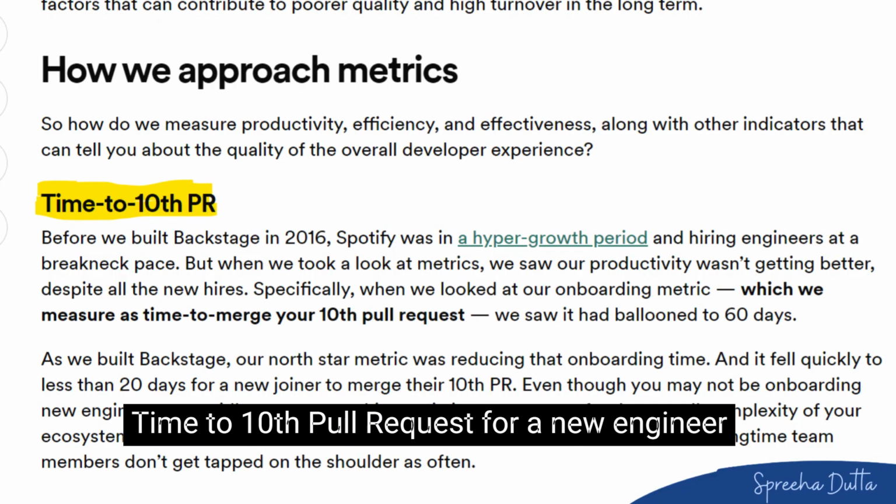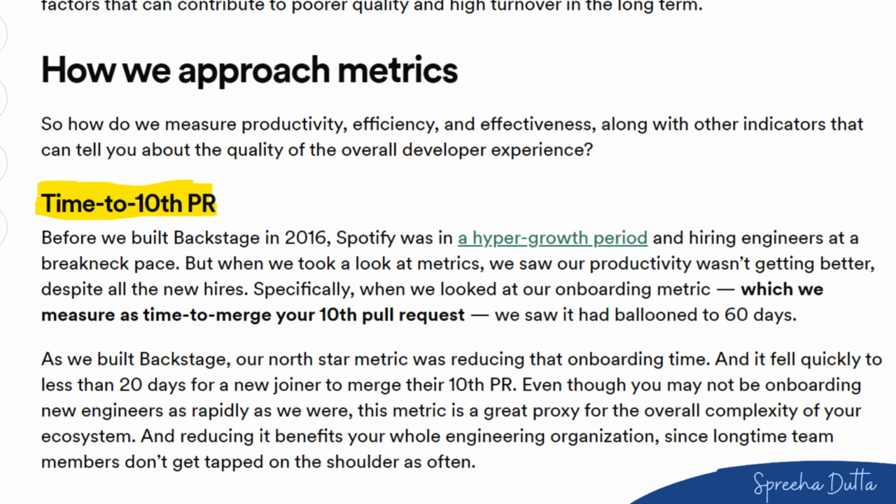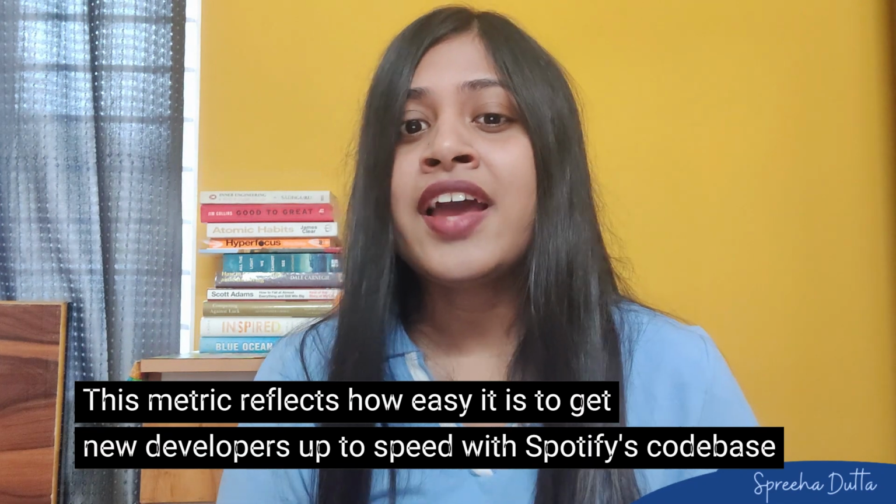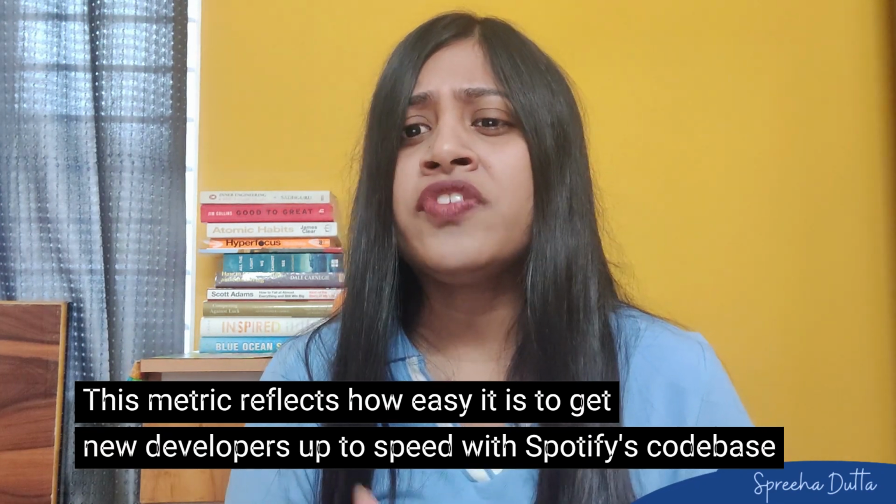The first one is time to 10th PR. What this measures is how long it takes for a new engineer to merge their 10th pull request after joining the organization. This metric reflects how easy it is to onboard new engineers and developers and get them up to speed with the code base and processes at Spotify. Before Backstage was implemented in 2016, this metric was somewhere around 60 days, and after Backstage, this came down to 30 days, which is a significant improvement if you ask me.